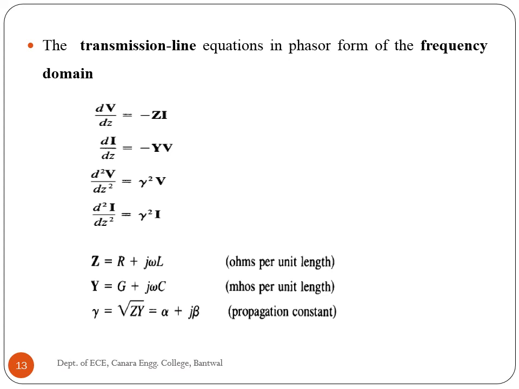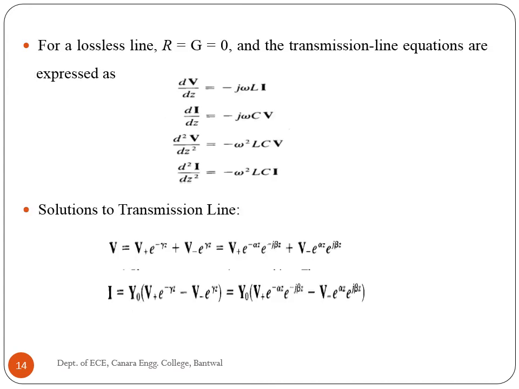Therefore, the following four equations are the transmission line equations in phasor form of the frequency domain, where Z is the impedance, given by R plus J omega L, Y is the admittance, G plus J omega C, and gamma is the propagation constant, given by root of Z into Y, which is equal to alpha plus J beta, where alpha is the attenuation constant and beta is the phase constant. R, L, G and C are the primary constant parameters of the transmission line. For a lossless transmission line, R equal to G equal to 0, then the transmission line equations are expressed as the following four equations, where V and I are expressed in the below two equations.